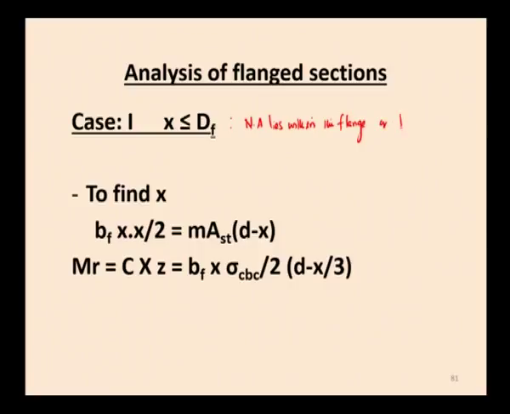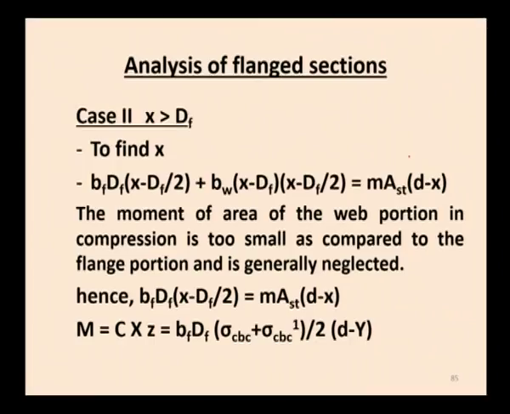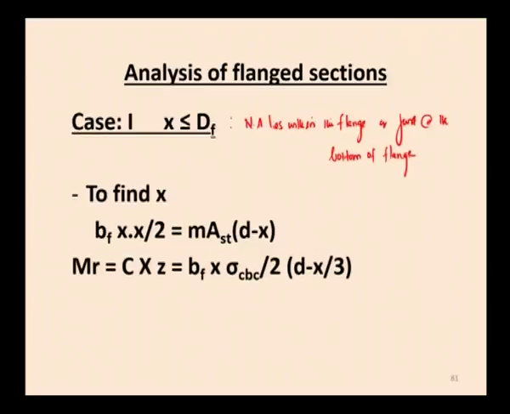or just at the bottom of the flange. It is x less than or equal to df. When the neutral axis lies within the flange, what is the moment of resistance of the beam? And when the neutral axis lies outside the flange, what will be the moment of resistance, that is x greater than df. Now, we are going to look at x less than or equal to df.